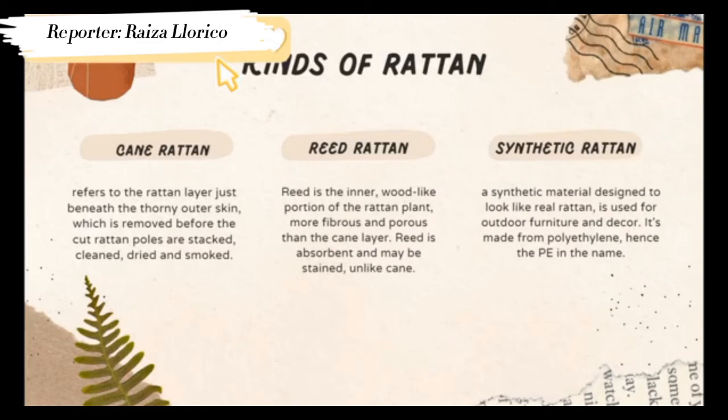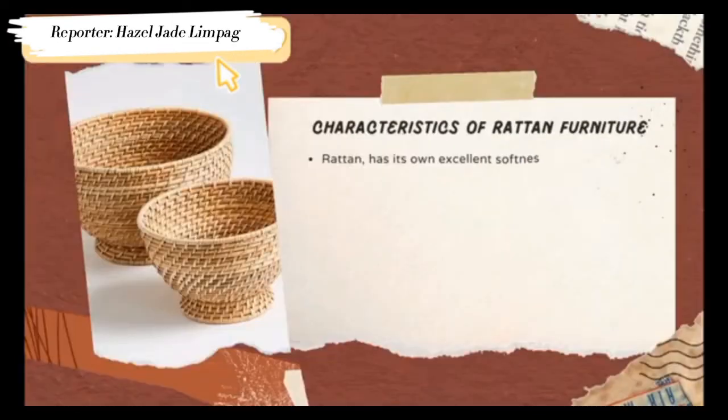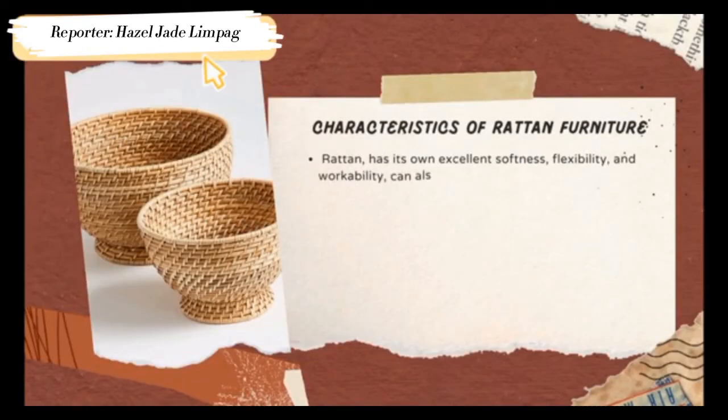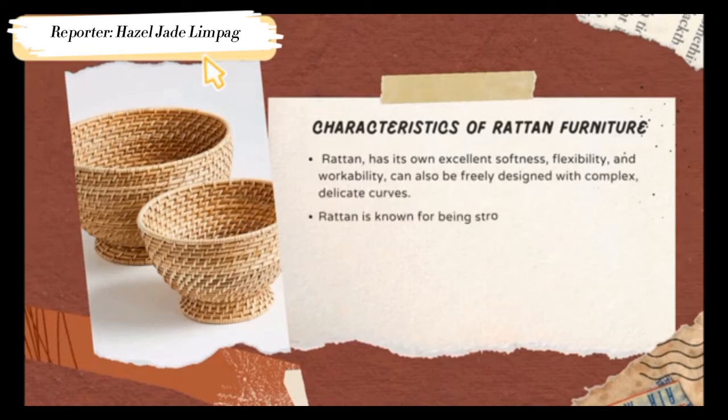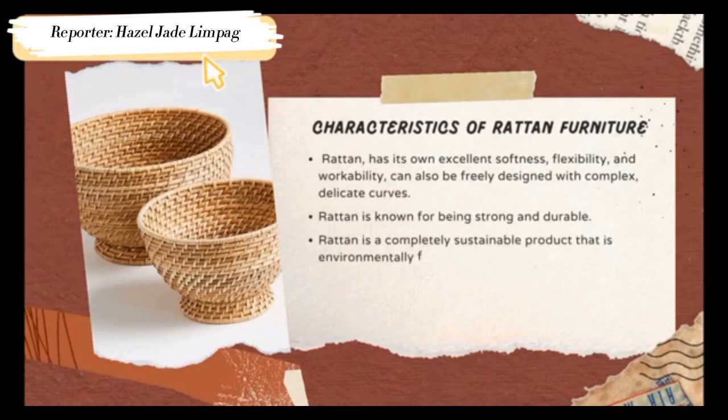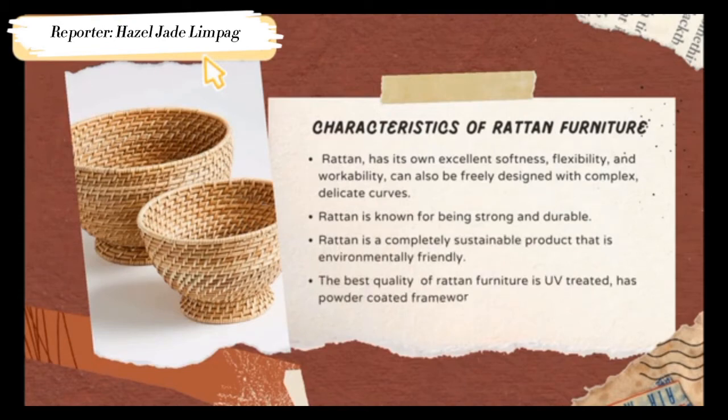And lastly, the synthetic rattan. Synthetic rattan is a type of material normally constructed of a kind of plastic known as polyethylene. It is designed to look like a real rattan. Characteristics of rattan furniture. Rattan has its own excellent softness, flexibility, and workability. It can also be freely designed with complex, delicate curves. Rattan is known for being strong and durable, but the quality of the synthetic version will depend on what kind of materials were used and where you bought it.